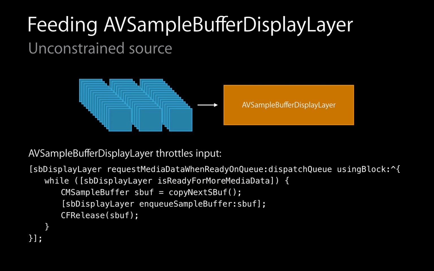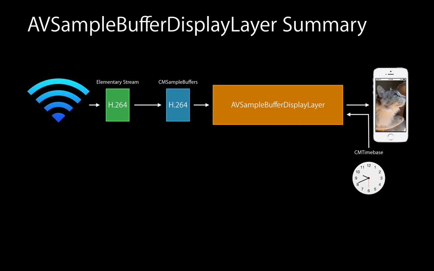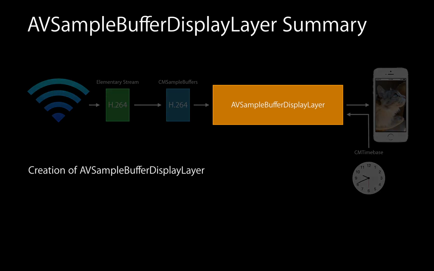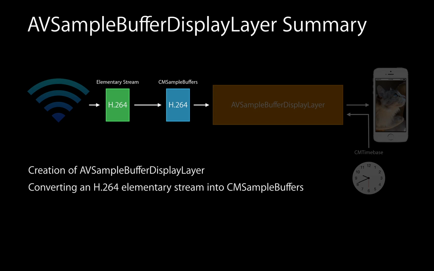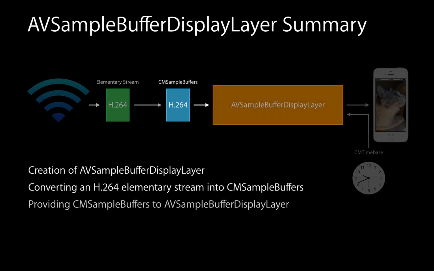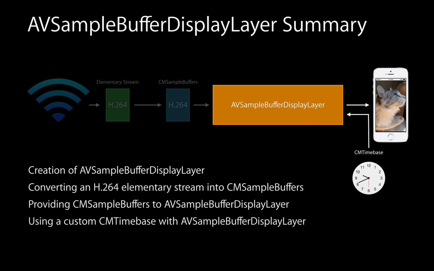All right. Let's do a quick summary of what we talked about with AV sample buffer display layer. At this point, you should be able to create an AV sample buffer display layer. You've learned how to convert your elementary stream H.264 data into CM sample buffers that will happily be decompressed by your AV sample buffer display layer. We've talked about a couple of scenarios about how you would provide these CM sample buffers to your layer. And finally, we talked about using a custom CM time base with the AV sample buffer display layer.